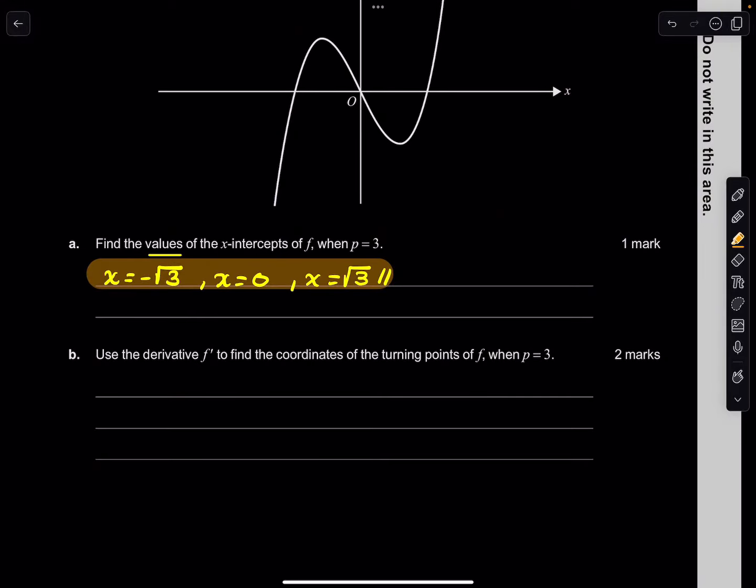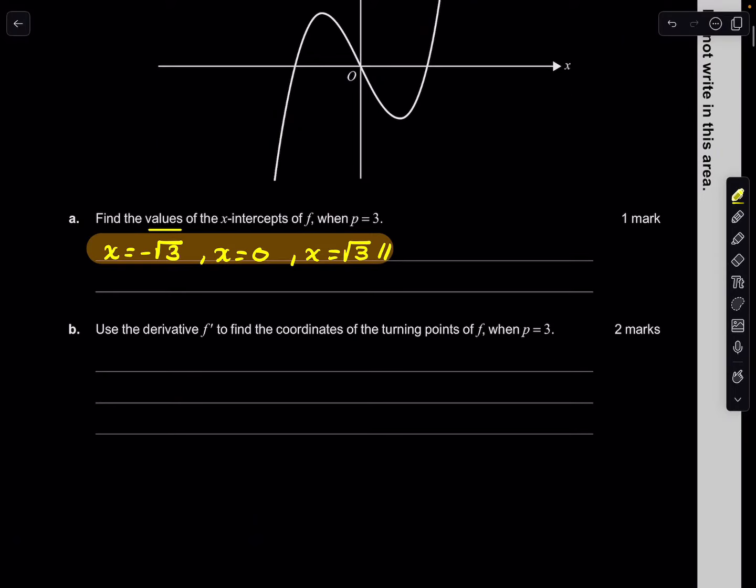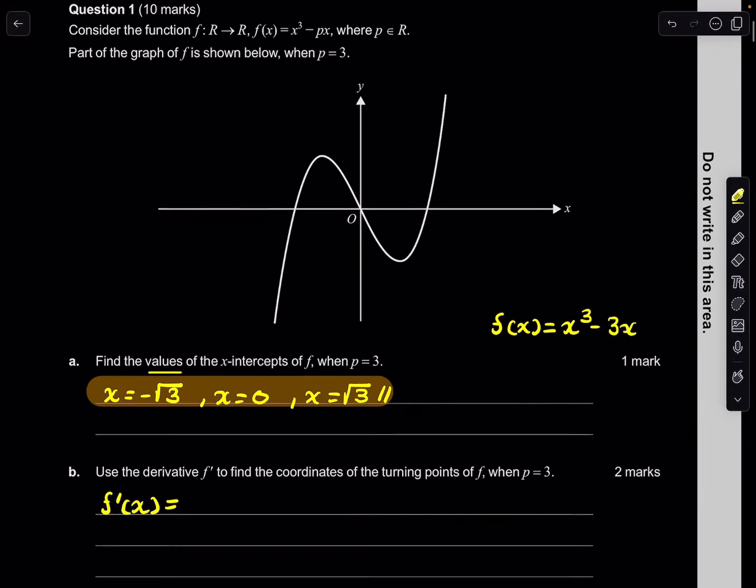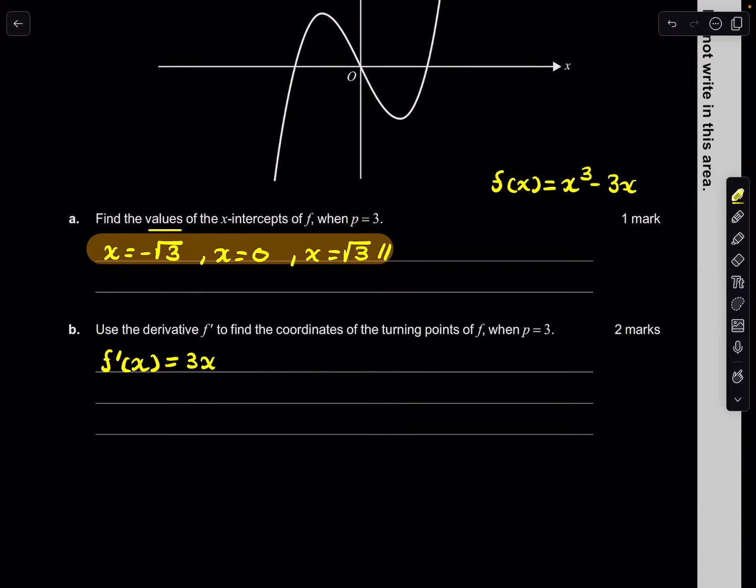B. Use the derivative of f, f dash, to find the coordinates of the turning point of f when p equals 3. So it is 2 marks. If we want to find the turning points, of course we want to find the derivative of f, which is f dash of x. You can do that by hand, it's quite easy. Remember, this case is where p is 3, my apologies. So x to the power of 3 minus 3x. Let's find the derivative of this: 3x squared minus 3. To find turning points, we solve where f dash of x equals 0.